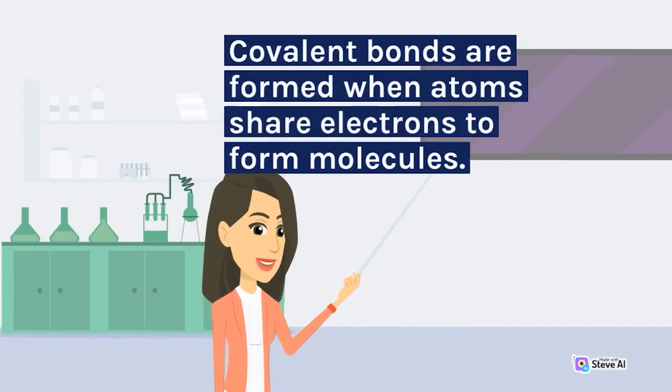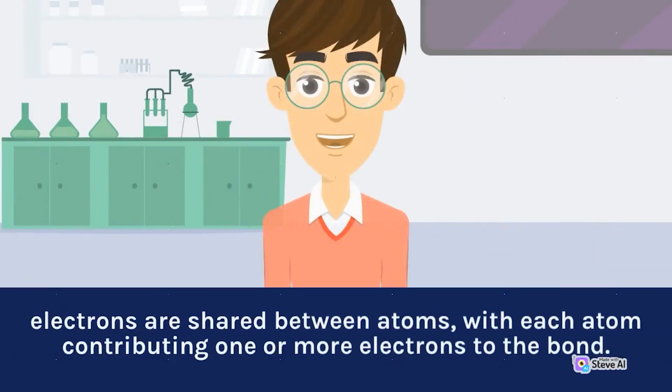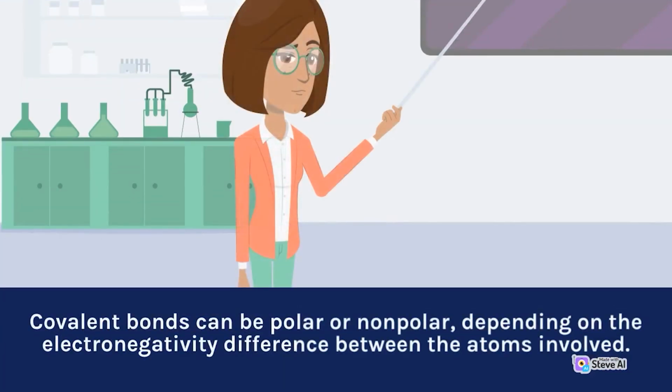Covalent bonds are formed when atoms share electrons to form molecules. In a covalent bond, electrons are shared between atoms, with each atom contributing one or more electrons to the bond. Covalent bonds can be polar or nonpolar, depending on the electronegativity difference between the atoms involved.